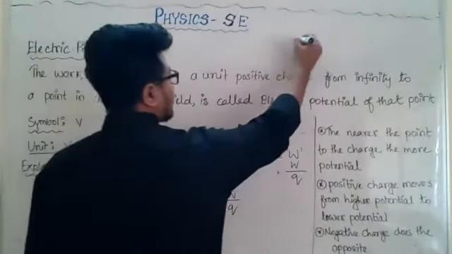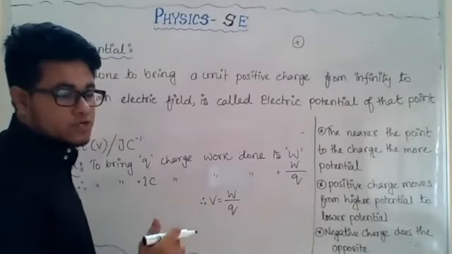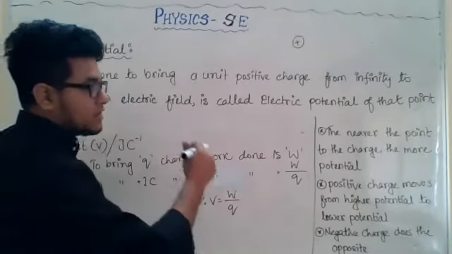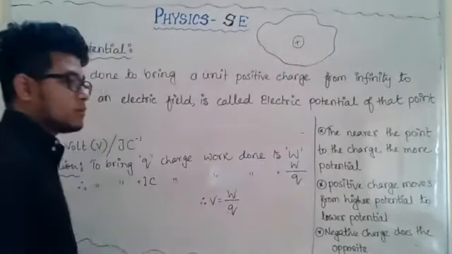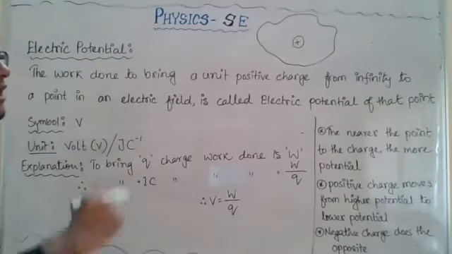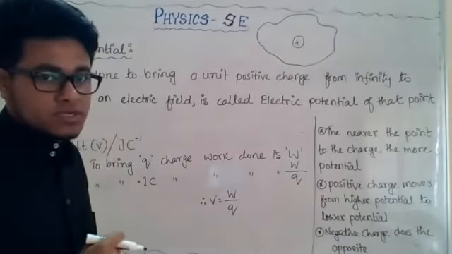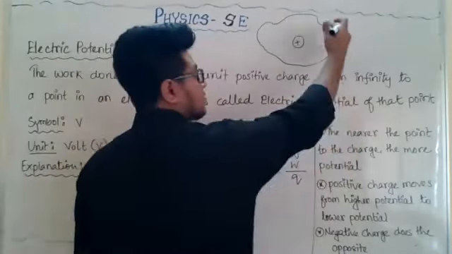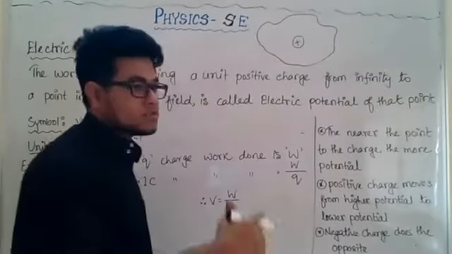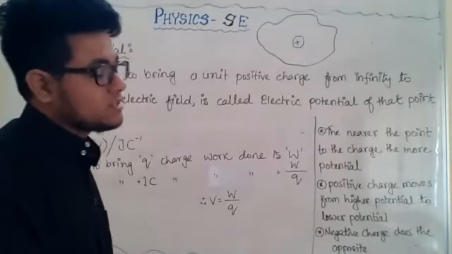Let us say I have a positive charge here. Whenever I keep a positive charge anywhere, it will create an electric field around it. Let us say this is the electric field that has been created around it. Now, if I want to bring a unit positive charge, I have to do some work here, right? Because from infinity means from outside of the electric field. Any place outside the electric field is infinity.